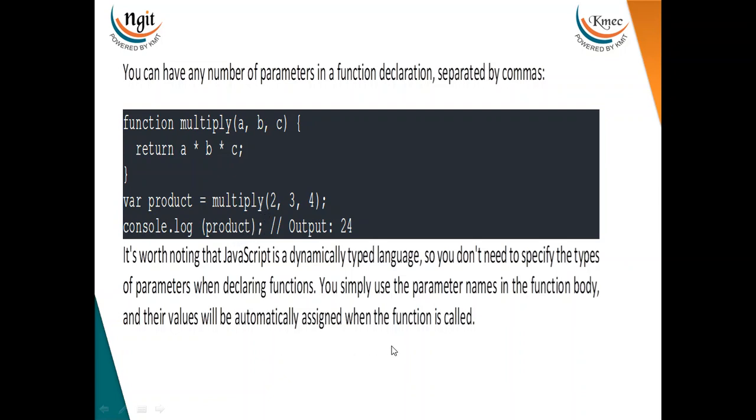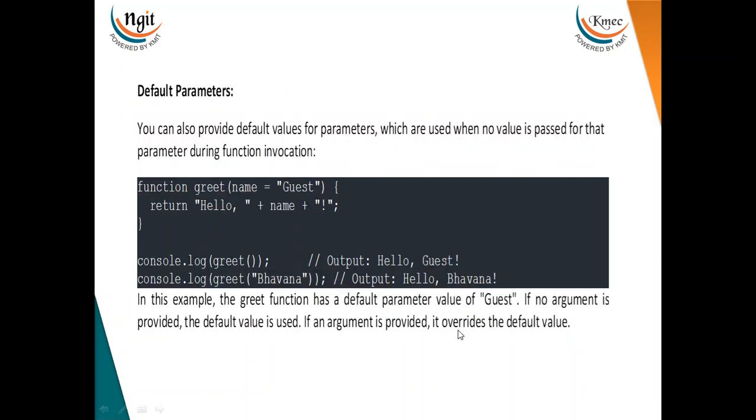As we know, JavaScript is a dynamically typed language. So whatever type of parameters you give, the function will accept it. Here I have given numbers. I could have given float values also. The function will accept it.